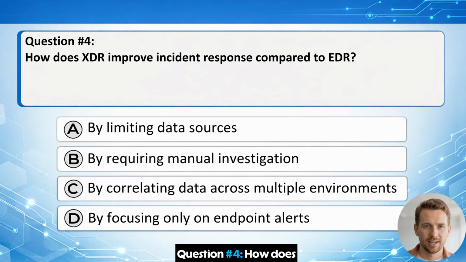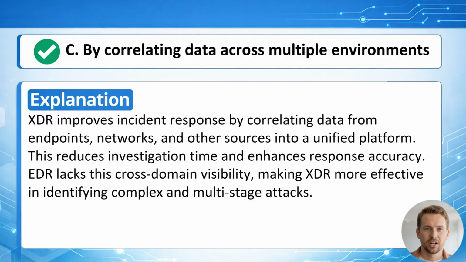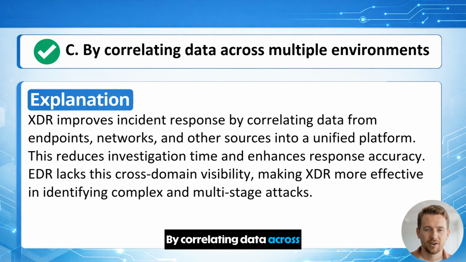Question number 4. How does XDR improve incident response compared to EDR? A. By limiting data sources. B. By requiring manual investigation. C. By correlating data across multiple environments. D. By focusing only on endpoint alerts. Correct answer, C. By correlating data across multiple environments.